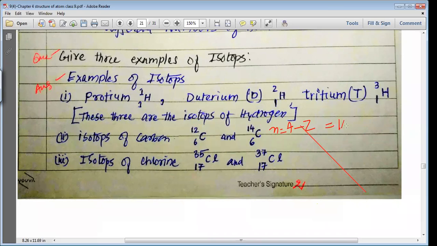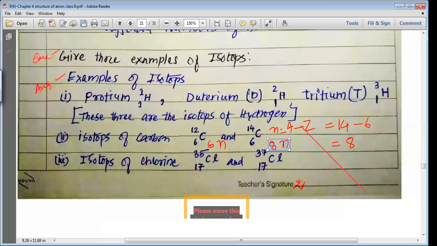Here A is equal to 14 and Z is equal to 6, so N is 8, and that is why 6C14 has 8 neutrons. So 6C12 has 6 neutrons and 6C14 has 8 neutrons.